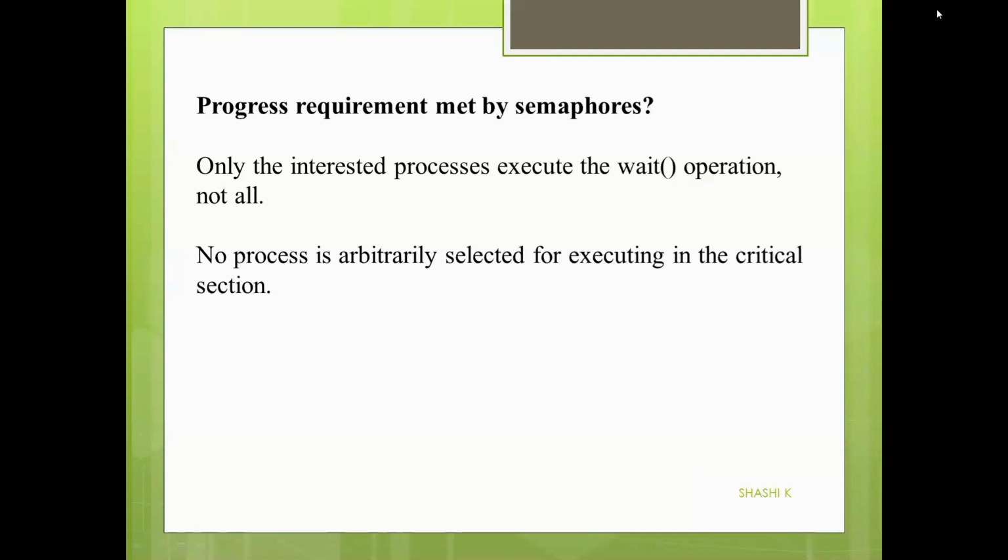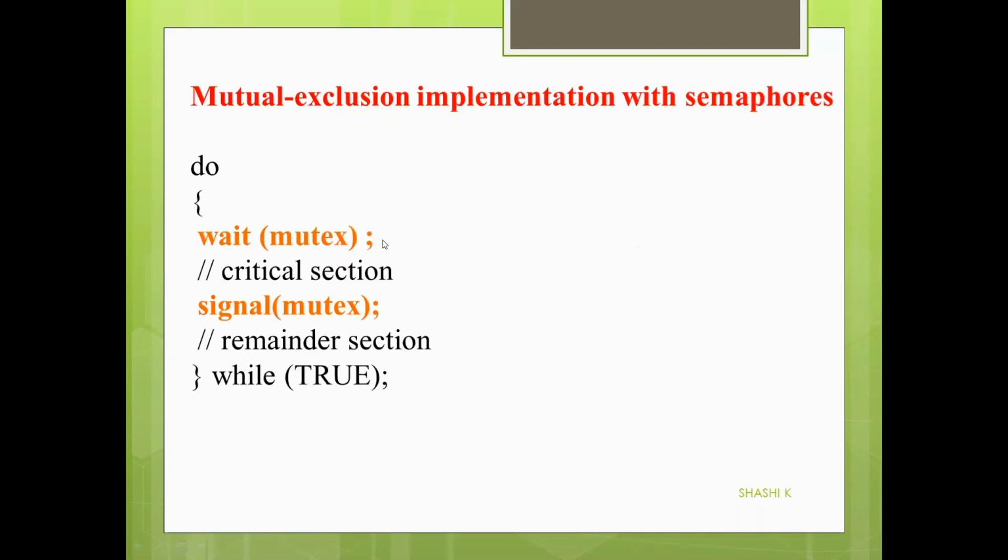Okay, now that is the implementation using semaphores. And let's see whether that solution satisfies the requirements. First, whether this solution satisfies the mutual exclusion requirement or not. Let's say you have P0, P1, P2. If P0 enters the critical section, the initial value of the mutex semaphore is 1. When it executes the wait operation, the value of the mutex semaphore becomes equal to 0. So P0 enters the critical section.